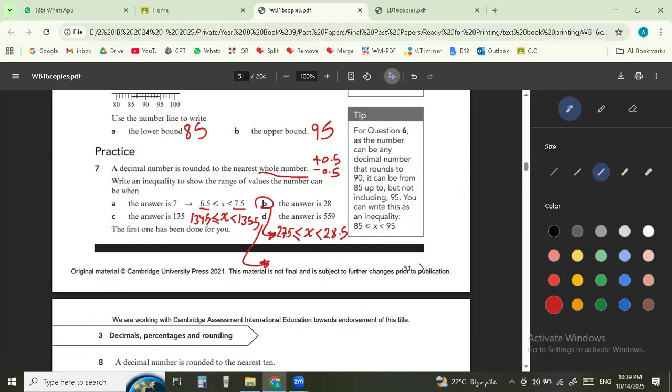The answer of question D. I told you that you're not allowed to answer the homework in the workbook itself and that you must write the answers in the copybook. So now question D, the answer is 559. So I'm going to write here, x is greater than 558.5. This is how I minus half, and it's less than 559.5. This is when I added half.